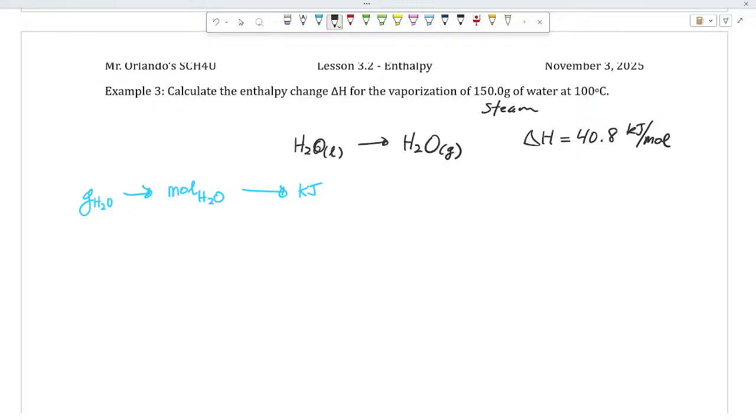So we can start off with how much water? 150.0 grams of water. Where do I put the grams? On the bottom. And we want moles of water, we'll put that on top. How many grams are in a mole, or how many moles are in a gram of water?